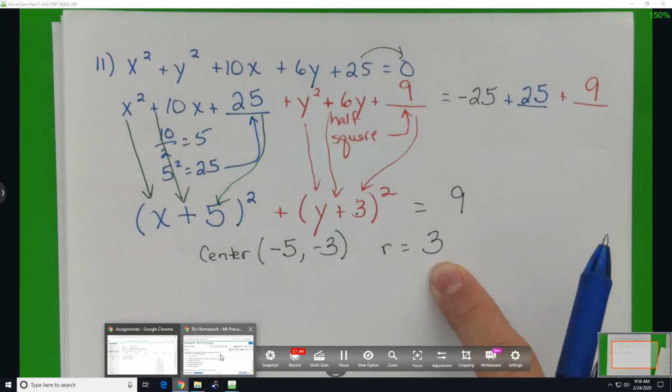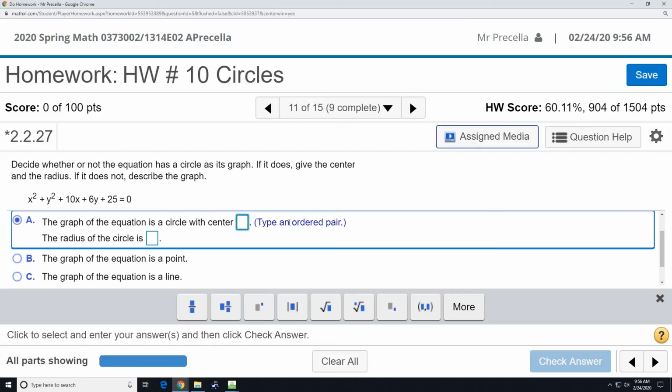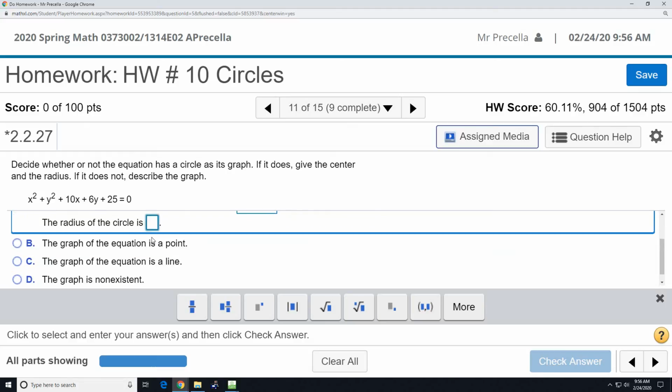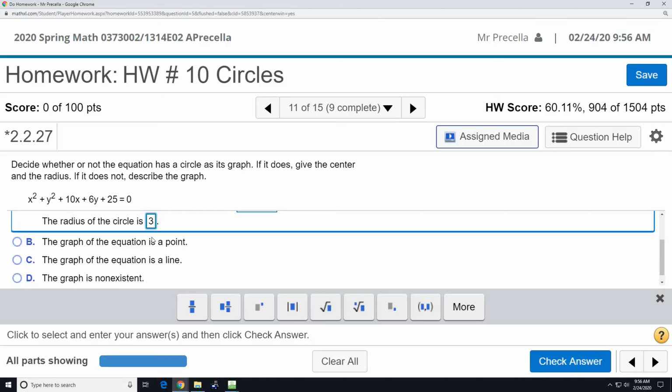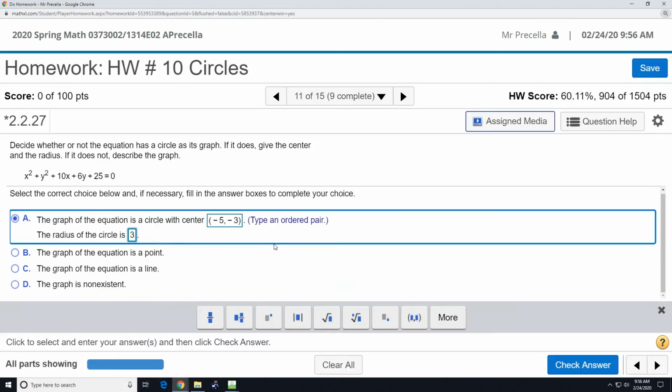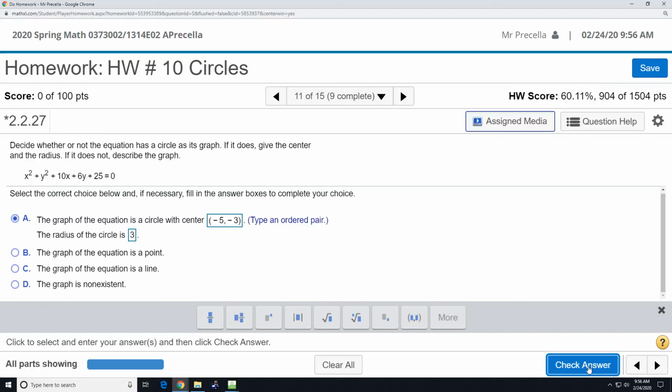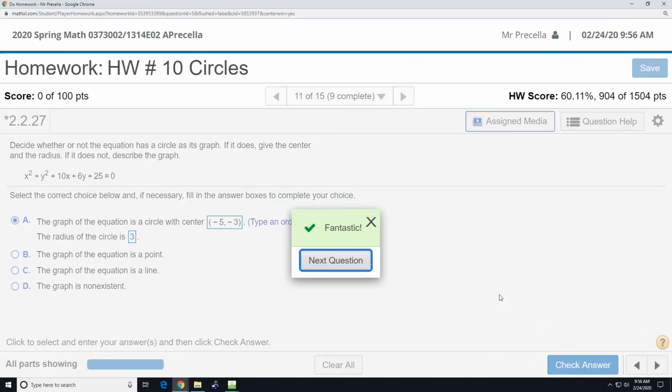So make sure you're putting this in parentheses. -5, comma, -3. You got to type an ordered pair. If you don't type an ordered pair, it's going to count it wrong. And the radius of 3, let me make it a little bit smaller. Oh, hard to see. Let's say check that answer. We'll move on to another one. Any questions there?